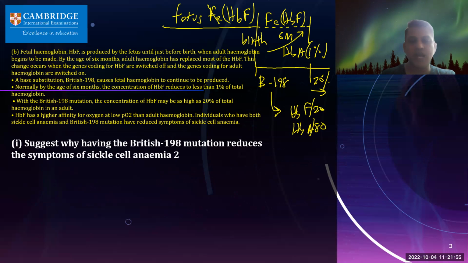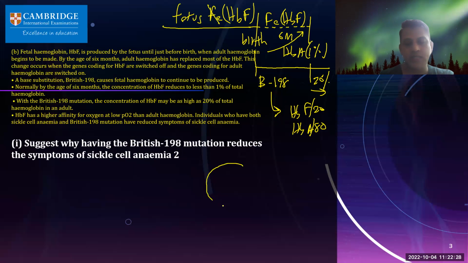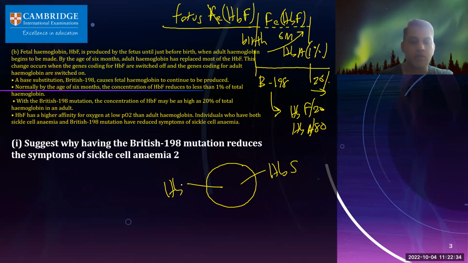Hemoglobin F, fetal hemoglobin, has a higher affinity for oxygen at low partial pressure of oxygen than adult hemoglobin. Individuals who have both sickle cell anemia and the British 198 mutation have reduced symptoms of sickle cell anemia. Now in this case, the person has both sickle cell anemia and also the British 198 mutation. Suggest why having the British 198 mutation reduces the symptoms of sickle cell anemia. Okay, this person has hemoglobin S, hemoglobin F.